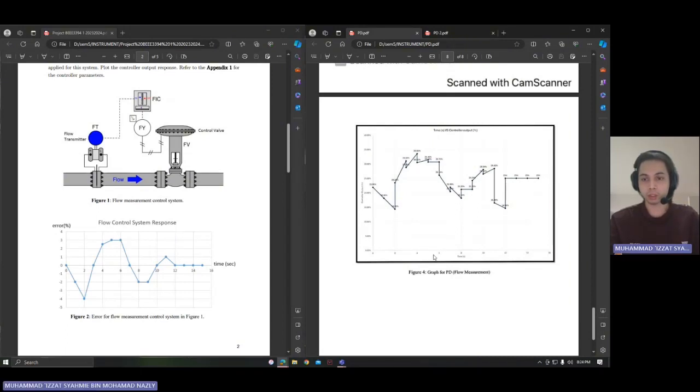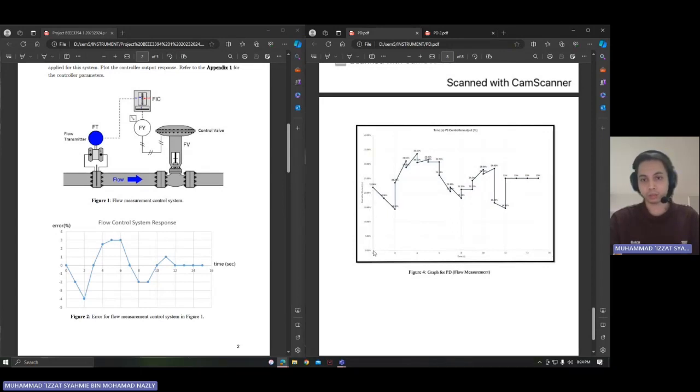First, I'll show how I'm doing this graph. Just insert the title, time versus controller output. For the X axis, we put time in seconds, and for the Y axis, we put controller output.